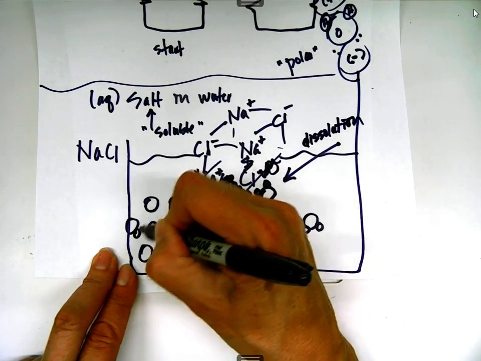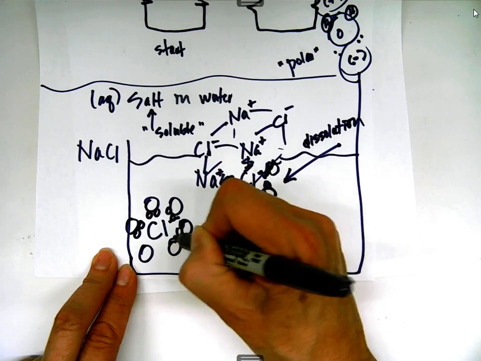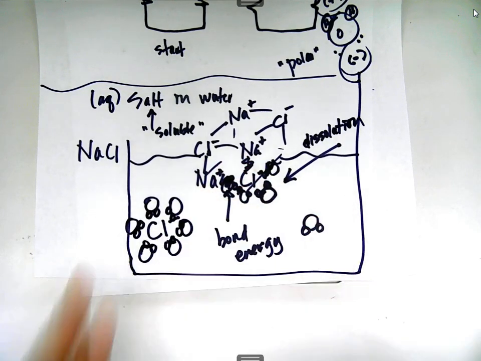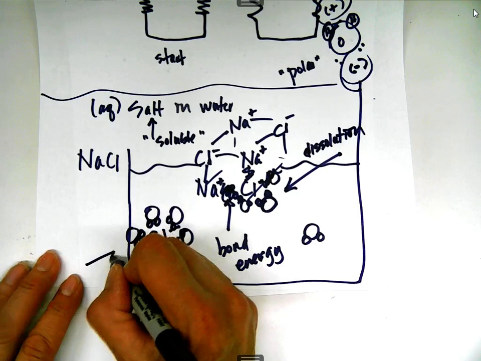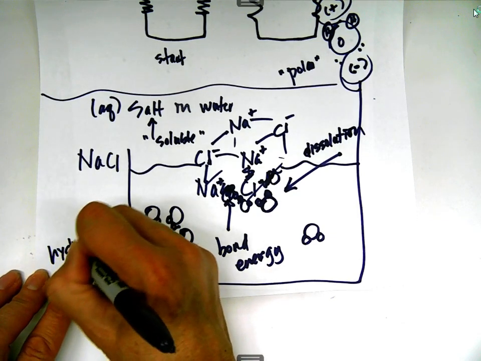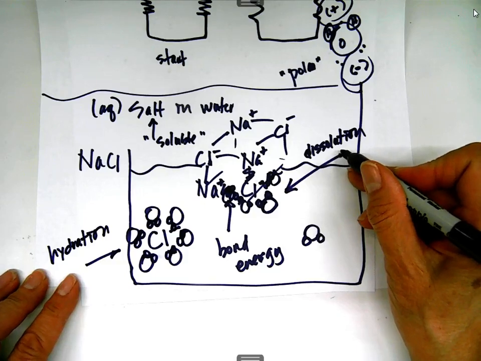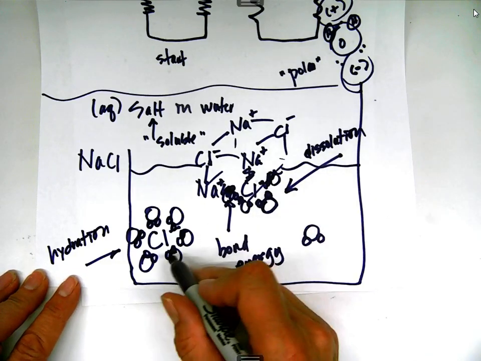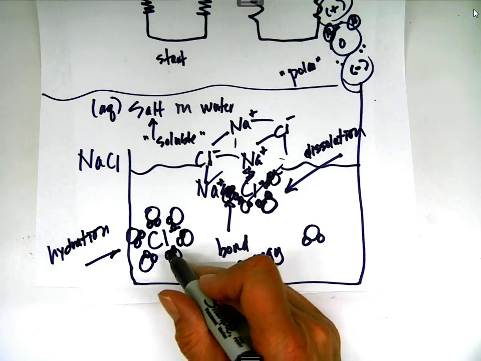They surround it in such a way that the positive part of the water molecule is oriented towards the negative ion. See how I'm putting the little Mickey Mouse ears all towards the chloride ion? And that creates a buffer. This step is called hydration. So there's a dissolution step that requires some energy. This requires another energy step, this hydration, the water molecules surrounding the chloride ion.